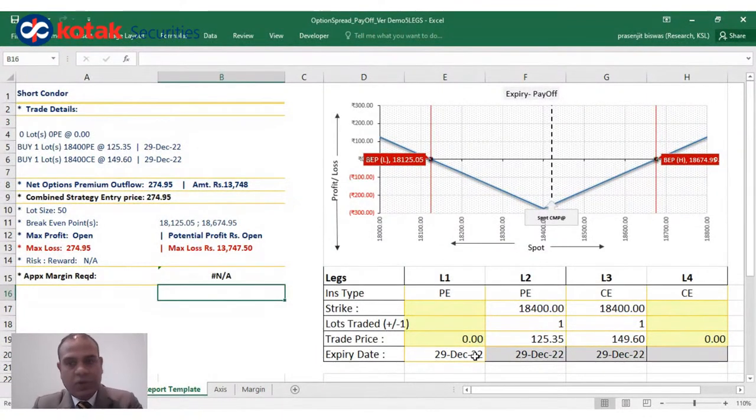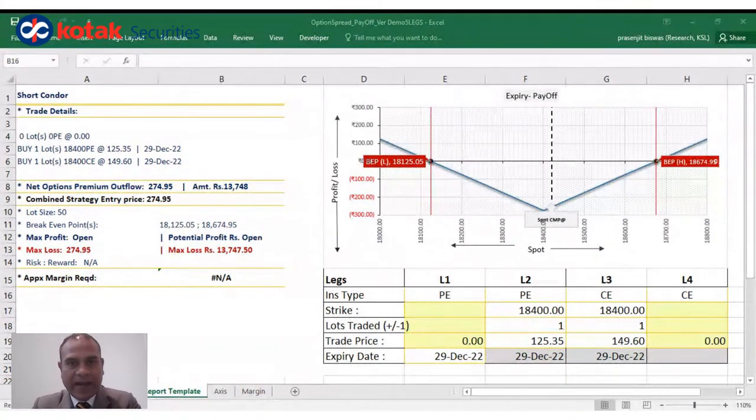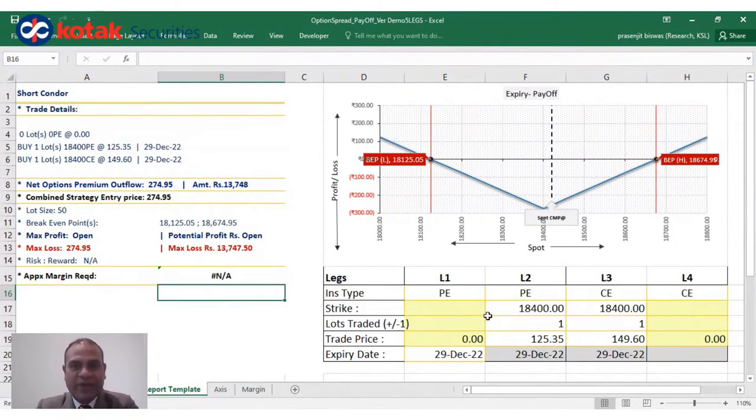Right. So on my screen, as you can see, on the upper right hand side, you will be able to see a payoff diagram. Depending on the strategy that we build, we will be able to see a payoff diagram. Below the graph, we have typing boxes and we can feed the inputs there. So let's start with a very basic thing.